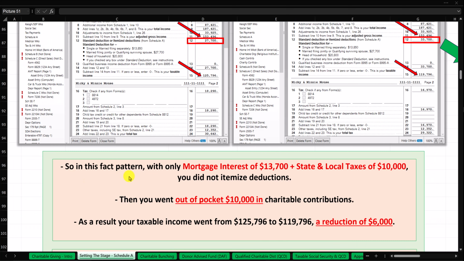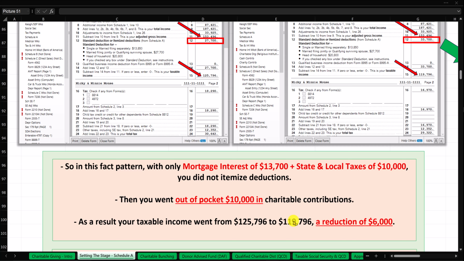So in this fact pattern, let's say that over on this side, all we had was the mortgage interest of $13,700 plus the state and local taxes of $10,000. So that would be $23,700, which is less than the standard deduction of $27,700, and so we did not itemize deductions over here. Then let's say that in addition to the mortgage interest and the state and local taxes, we went out of pocket $10,000 in charitable contributions. As a result of that, our taxable income went from $125,796 right here down to $119,796 right here, a reduction of $6,000.